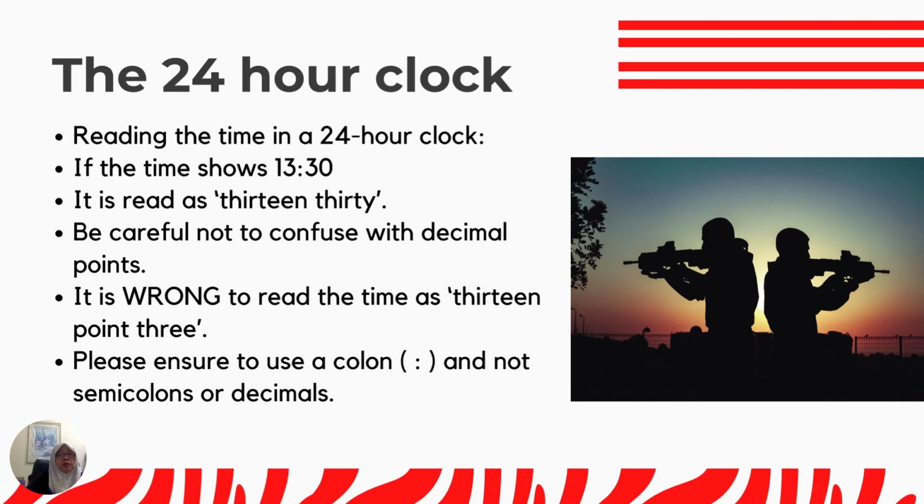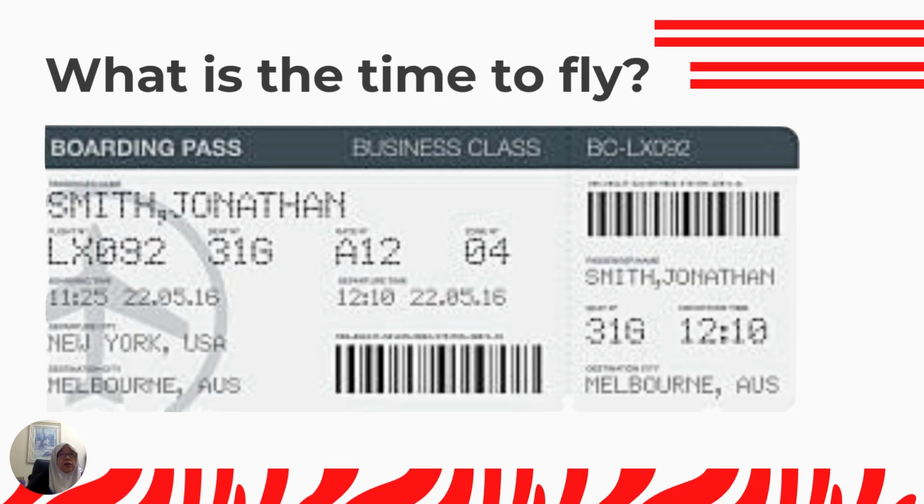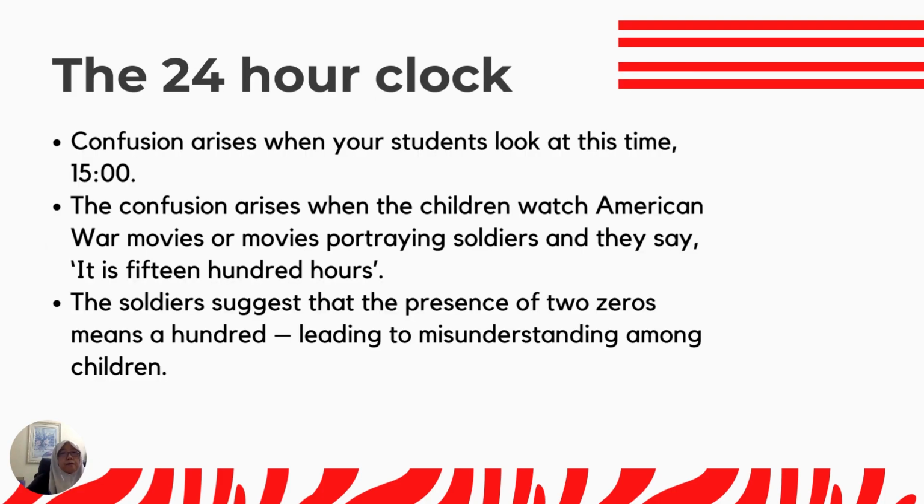Now, this picture is a picture of soldiers. Oh, sorry, this is the boarding pass for a business class airplane ticket. It is from New York, USA, flying to Melbourne, Australia. And the boarding time is actually 12:10. You can see here on the right hand side, 12:10. Gate 31G. Now back to the soldiers.